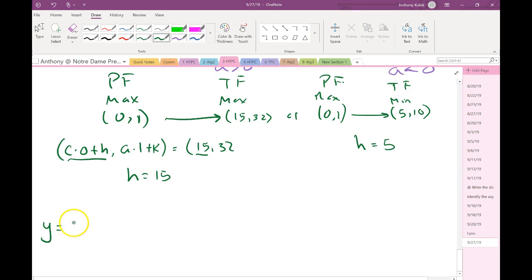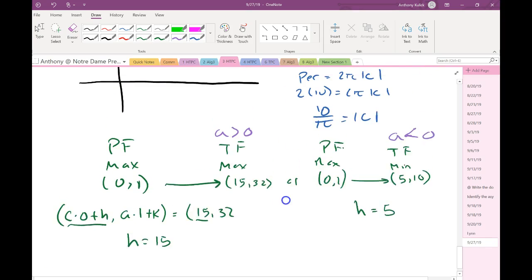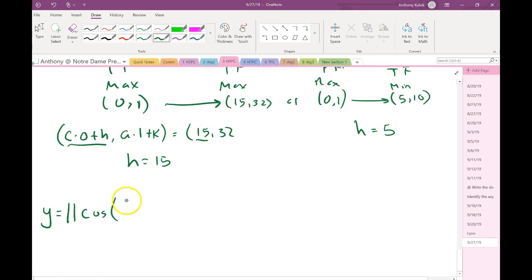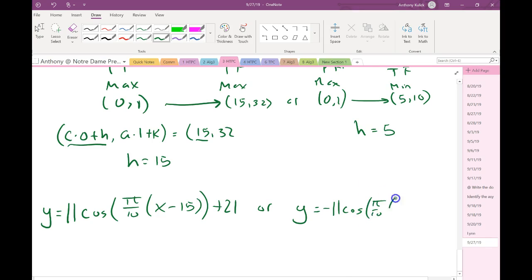All right. So if I put this all together, then I have 11 cosine of, what did we say the c was again? Oh, I'm going to just write it as the reciprocal. x minus h plus k, or if I chose to go max to min, I'd have negative 11 cosine pi over 10 x minus h plus k.